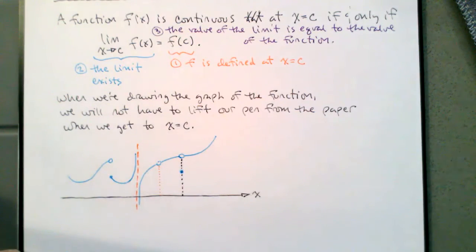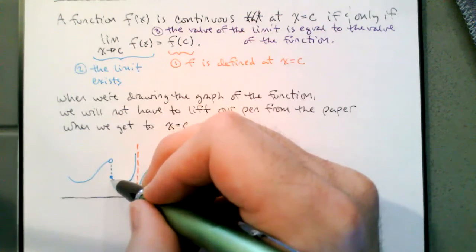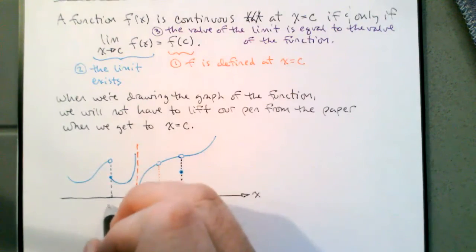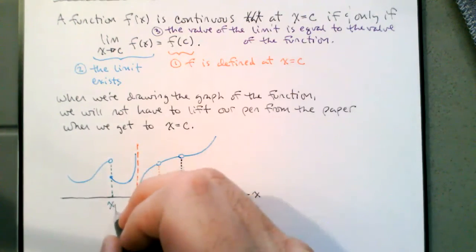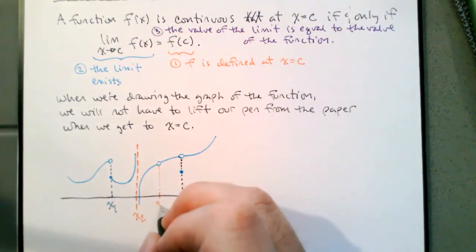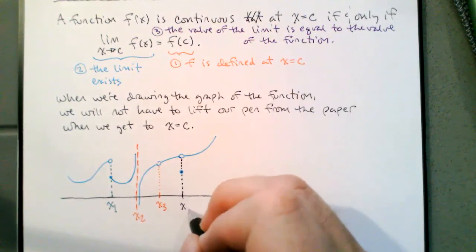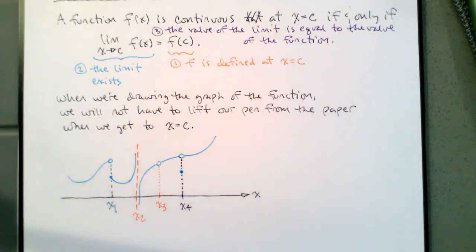So here we have a function, and there are 4 places where the function is discontinuous. Let's label them x1, x2, x3, and x4. So we can see that the function is discontinuous at x1, x2, x3, and x4, because at each of those points, we had to lift our pen from the paper to continue drawing the function.